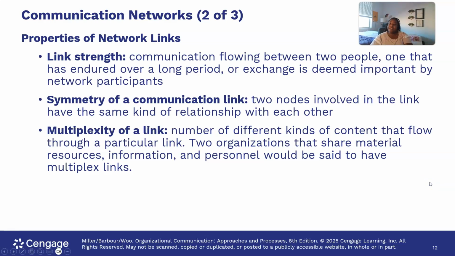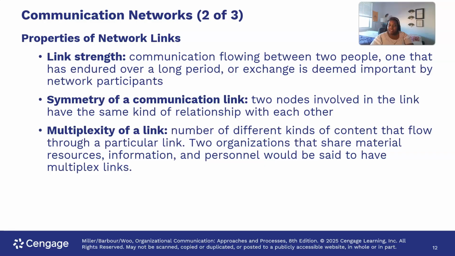All right. So here are some properties of network links. Communication flowing between two people, one that has endured over a long period of time, or the exchange that's deemed important by the network participants. So let me say that again. There are different types of link strengths. One being the communication that's flowing between two people. Long enduring communication, so how long communication has been going on between the parties, or exchange that is deemed important by network participants. So it could be all of these, one of these, or two of these.